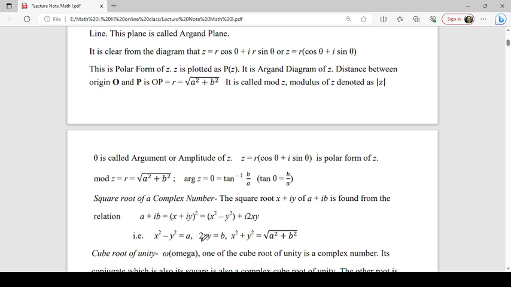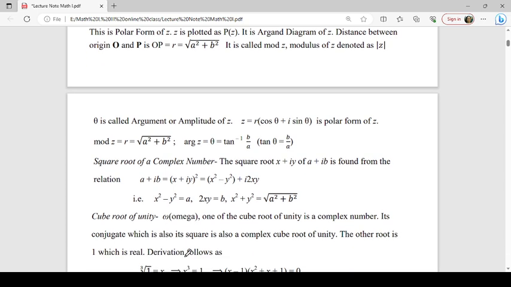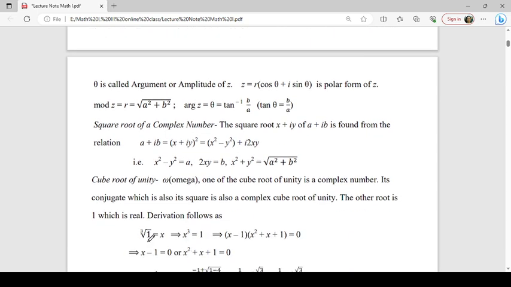So real part is a, imaginary part is b. Compare this one, and we have x square plus y square is root over a square plus b square. Then cube root of unity. Cube root of unity is 1. This is cube root of unity. So if it is x, then x cube equal to 1.